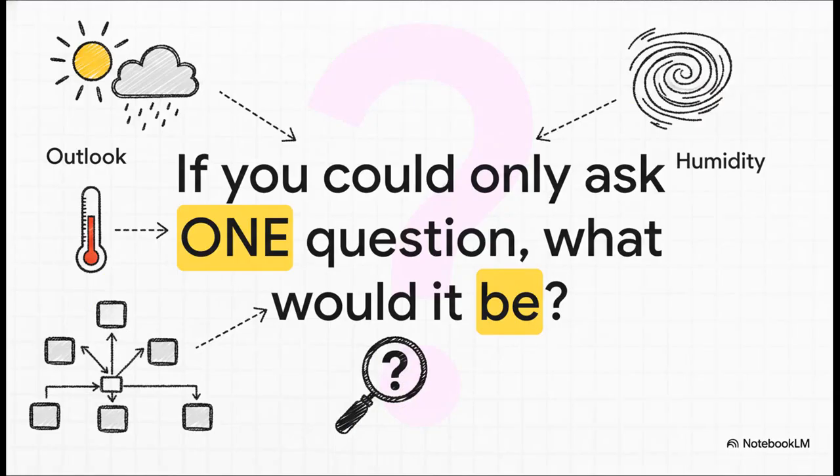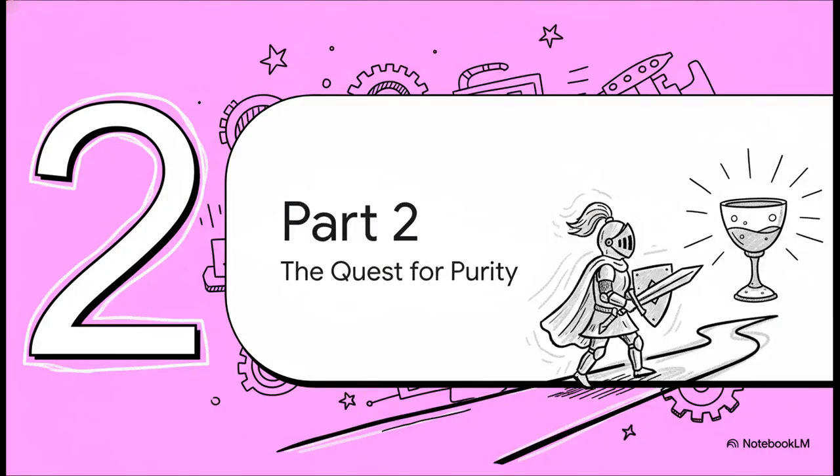Now, this is the really critical first step. Put yourself in the detective's shoes. If you could only ask one question to get the biggest possible clue, what would it be? Would you ask about the outlook, the temperature, humidity? See, the machine needs a totally logical way to figure out which of these questions is the most powerful starting point. So how does it find that best question?